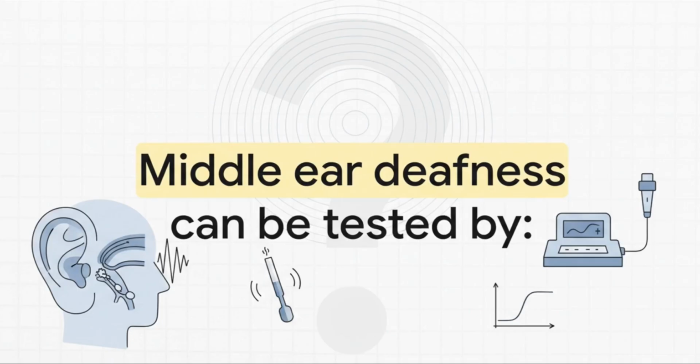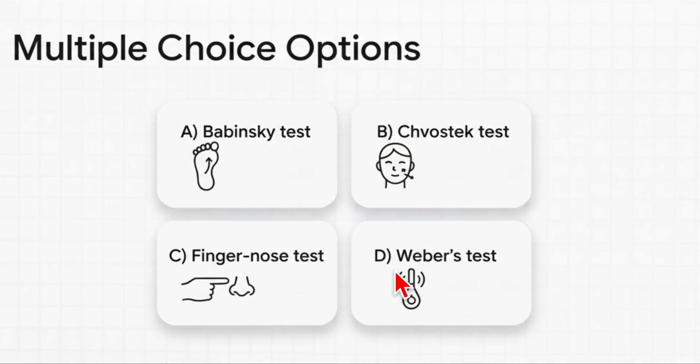To conclude, middle ear deafness can be tested by, this is what you learned today, the answer is the tuning fork. Just remember this, it's Weber's test. Babinski is your sole, Chvostek's is your facial nerve and hypocalcemia, Babinski's is the corticospinal tract or upper motor neuron lesion. Chvostek's test is related to stimulating your facial nerve, and hypocalcemia. Finger nose test is your balance, your coordination. And Weber's test is your tuning fork test. So that's it for today. We'll have some other discussions in the next session.